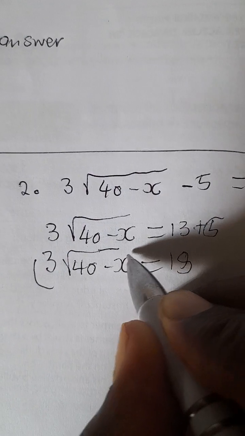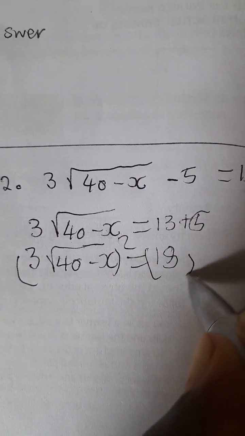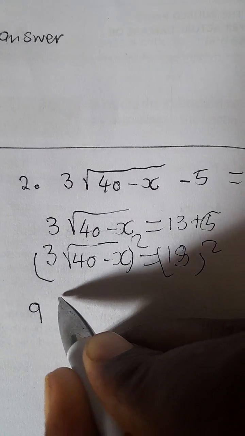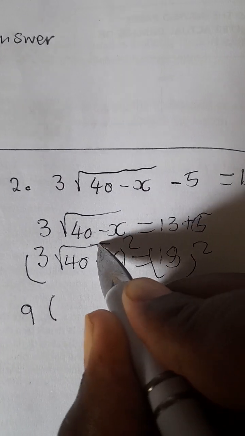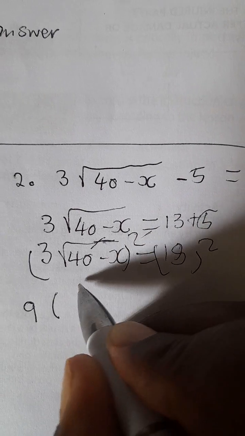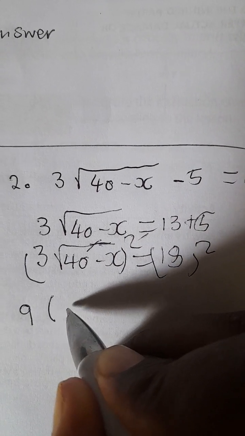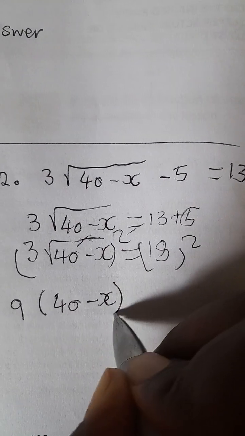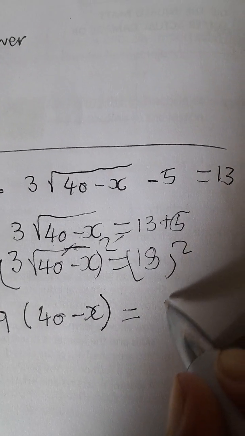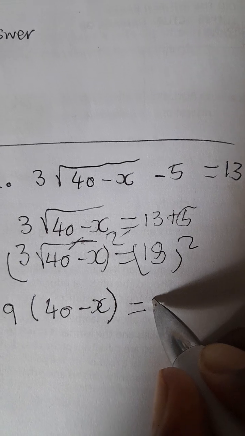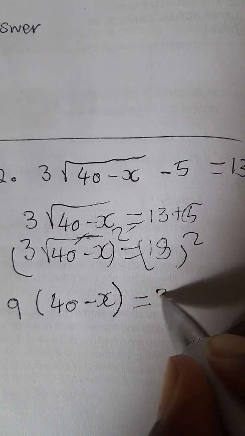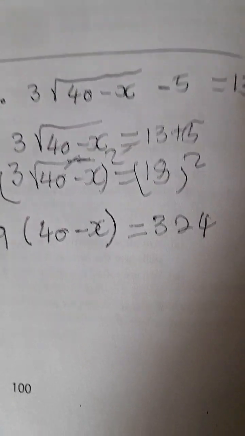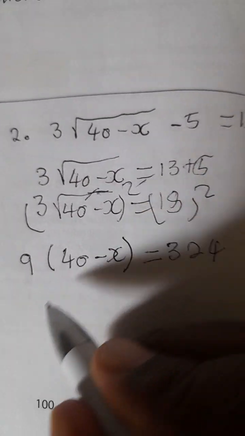Then second step, you square both sides. When you square 3, it becomes 9. Then when you square this, square root and square will cancel. Using the root definition law, we're having 40 minus x here. When you square 18, that will be 18 times 18, which is 324.